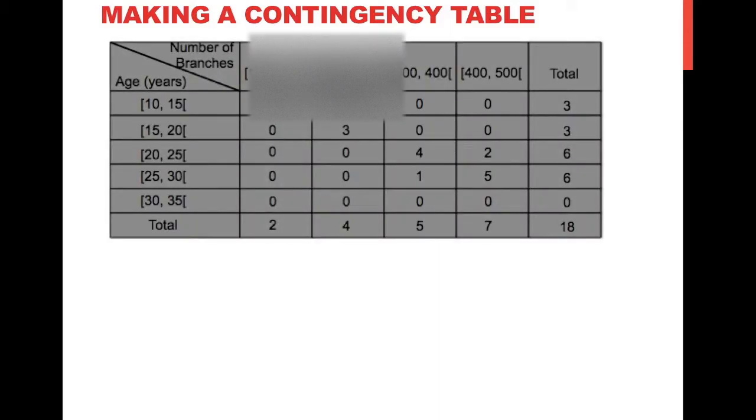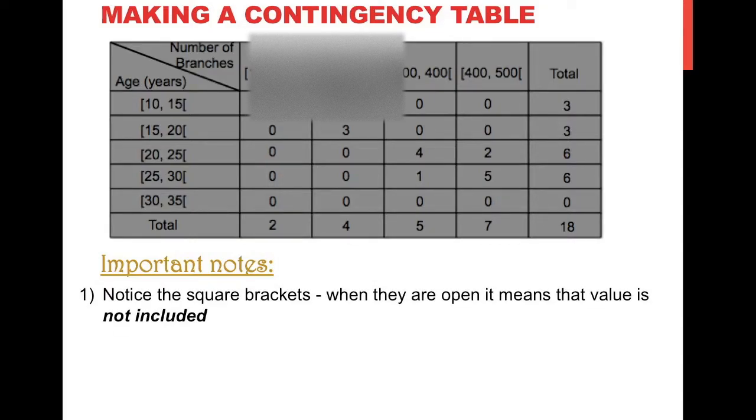Now, you're going to have to know how to make one. So here's our contingency table. I just want to note two important things. The square brackets. You've seen these before when we were doing step functions. Remember, it's 10 to 15, not including 15, and then I include the 15 in my next interval. Here, same for 200. And you will always have these brackets when you're working with contingency tables and putting your values into what are called classes.